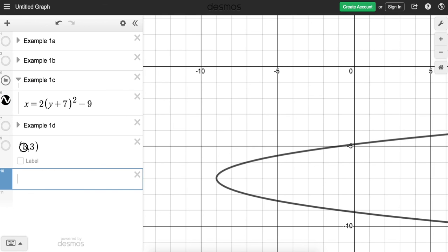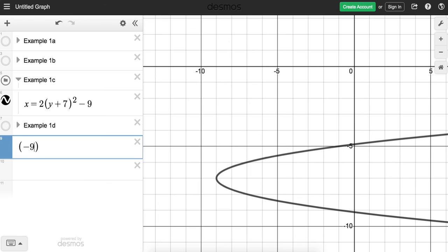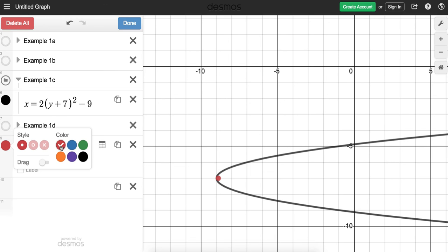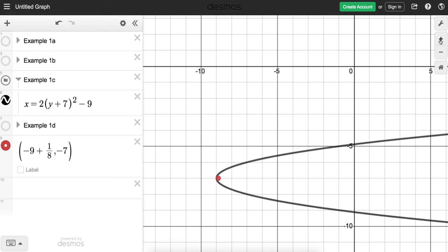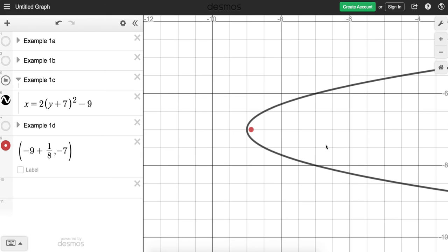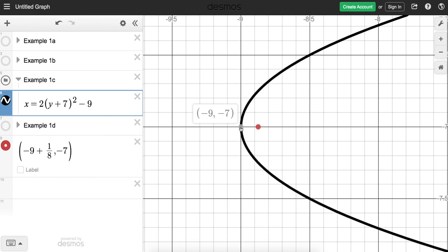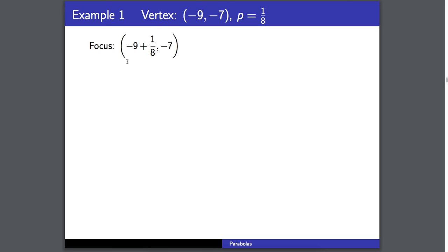So for the point, if we do -9 plus 1/8, and then -7, well, a little bit tough to see. Let me change the color here. I'll go red. All right, and then zooming in so it's easier to see. So here's our vertex at (-9, -7). Going to the right 1/8 of a unit means we're going to add 1/8 to our x-coordinate of -9. And then -9 plus 1/8 gives us -8 7/8 for x and -7 for y.